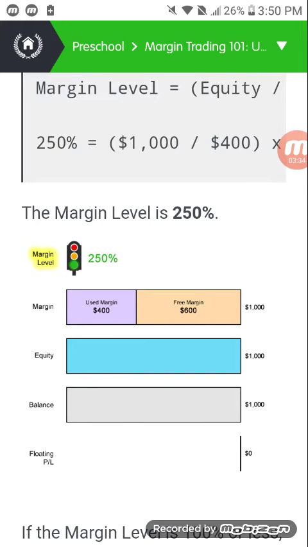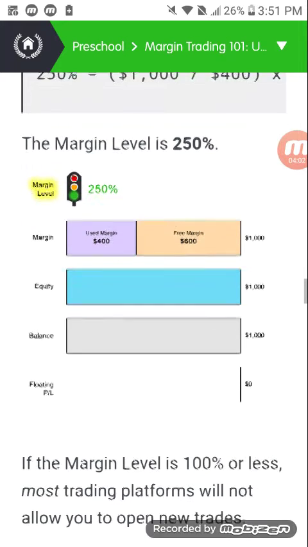You want your margin level to be at 200 or 250%, which is really good. Once your margin level goes down to 100%, you're in trouble. Your used margin is 400 and your equity is 1,000. To get the free margin, you subtract the used margin from the equity, which gets you a free margin of 600. So your margin level is at 250 right now.